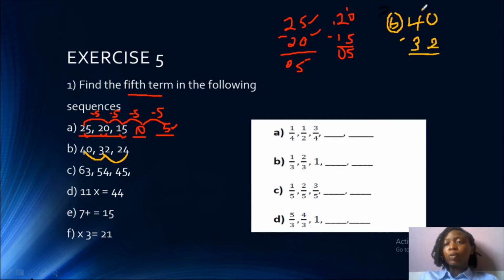So we borrow 1 from this to give us 10. This will give us 8. Remember 3 here, so 3 minus 3 is 0. So could it be that they are subtracting 8? Well, let's see. Let's solve the next one. So 32 and 24 are together.